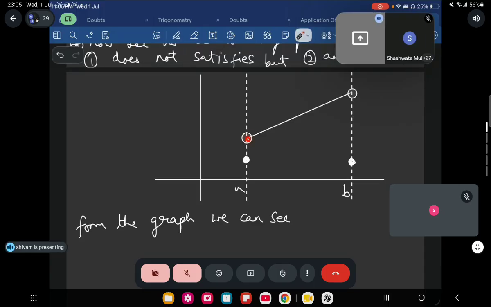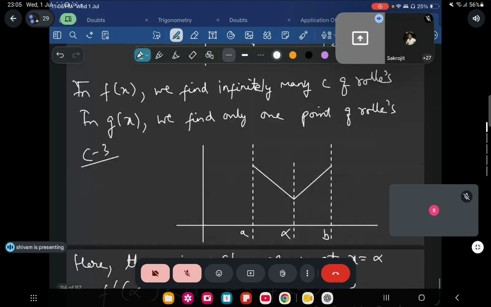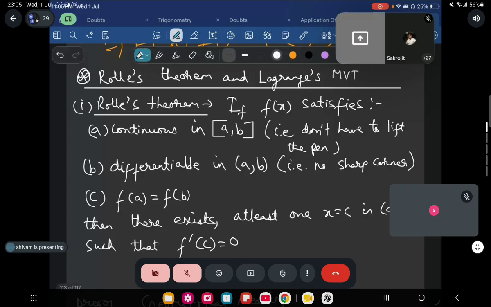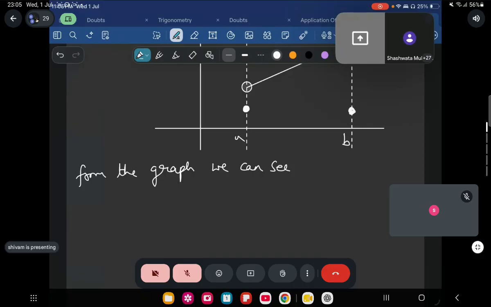I mean, c of Rolle's can exist. I'm not saying it cannot exist, but I've given you a counter example that it is not necessary that it will exist. So you're trying to say that it is not always true. In some cases it may happen, we may get a c of Rolle's, but not in all. Yes. But if these three conditions are satisfied, then you will definitely get a c of Rolle's. Understood? Yes, sir. Next.